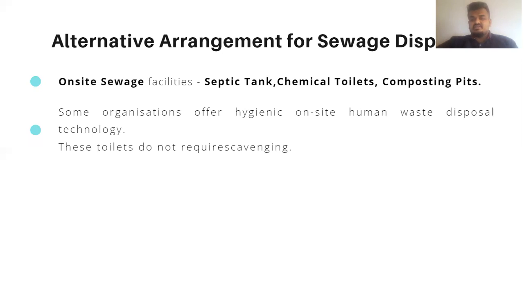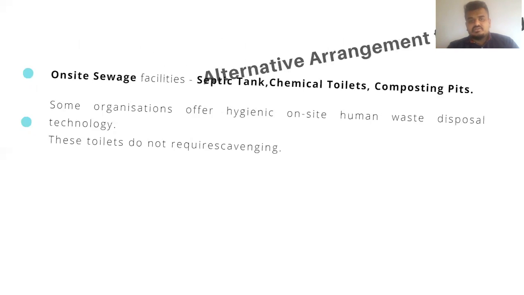Another option: some organizations offer hygienic on-site human waste disposal technology. These toilets do not require scavenging. Excreta from the toilet seats flows through covered drains into a biogas plant, and you all already know that we use this biogas as a source of energy. So these are the alternative arrangements for sewage disposal.